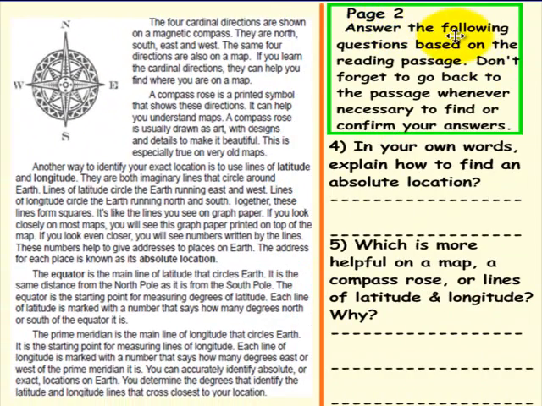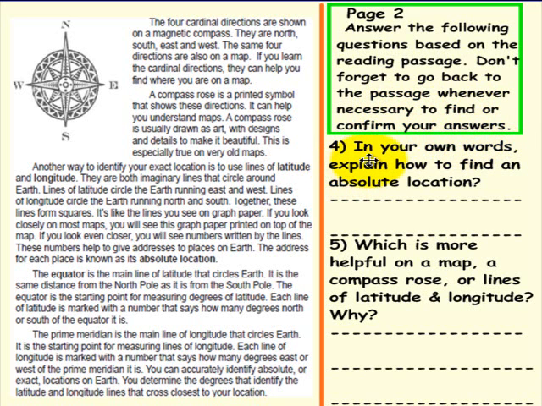Page 2. Please do not pick up a pen until you are asked to do so. Answer the following questions based on the reading passage. Don't forget to go back to the passage whenever necessary to find or confirm your answers.